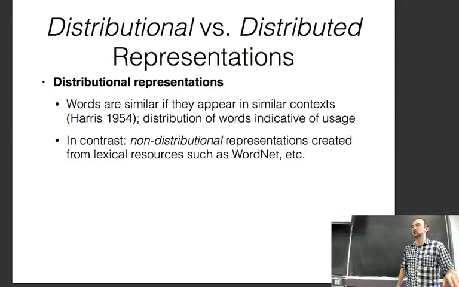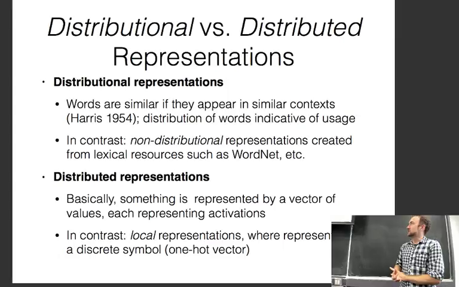Then the other thing is distributed representations. Distributed representations are basically word vectors that have lots and lots of different features for the word, and that's what I talked about before. The contrast would be local representations, and this is something like a one-hot vector, for example, or a symbol. This is what these two terms mean in general. Any questions about this? Good.